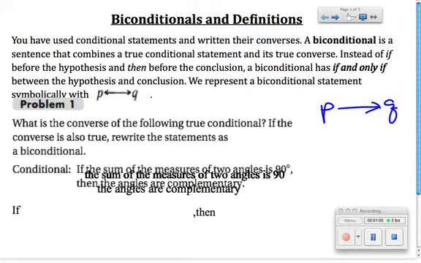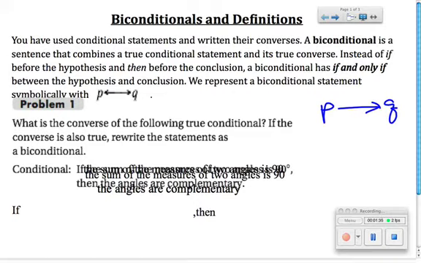So in your assignments, you'll notice that the biggest chunk of your assignment consists of: here's a conditional statement, is its converse true, and then writing a biconditional statement based on that. Or, here's a biconditional statement, break it down into its two conditional statements.